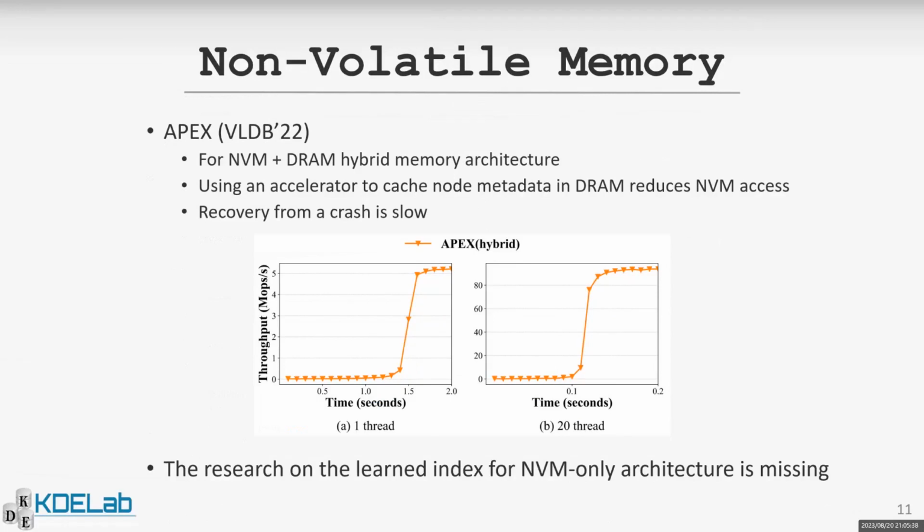Currently, APEX is the only known NVM-oriented learned index. It is for an NVM and DRAM hybrid architecture. It caches node metadata in DRAM using accelerated structures, reducing NVM block accesses. This makes it slow to recover from crashes. Research on learned indexes for NVM-only architectures is missing. Next, I introduce the structure of Peeling.